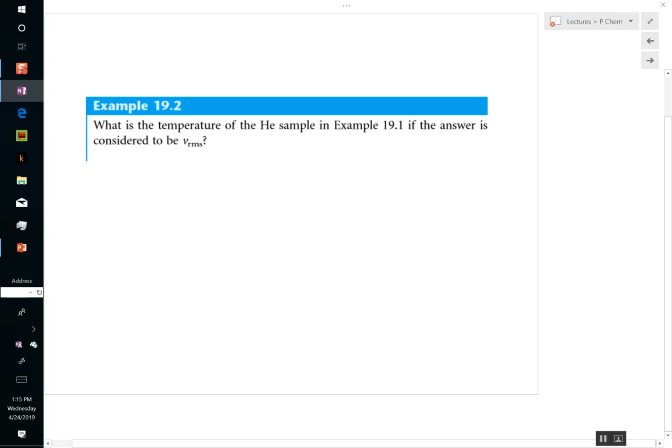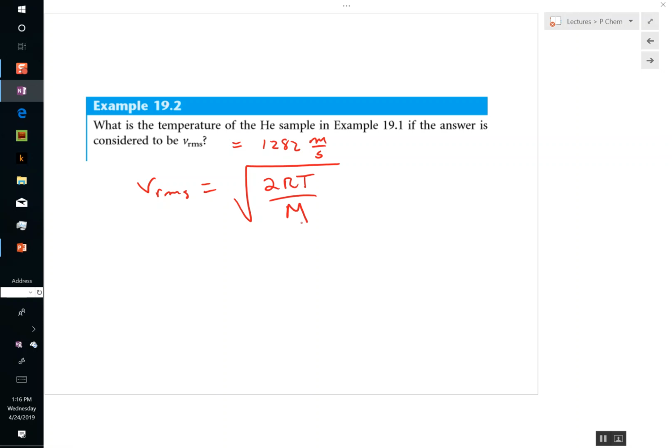So, what is the temperature of the helium sample in example 19.1, if the answer is considered to be the root mean squared velocity? Remember that was 1282 meters per second. So we've got this equation, 2RT over M. So we're saying VRMS is equal to V average?